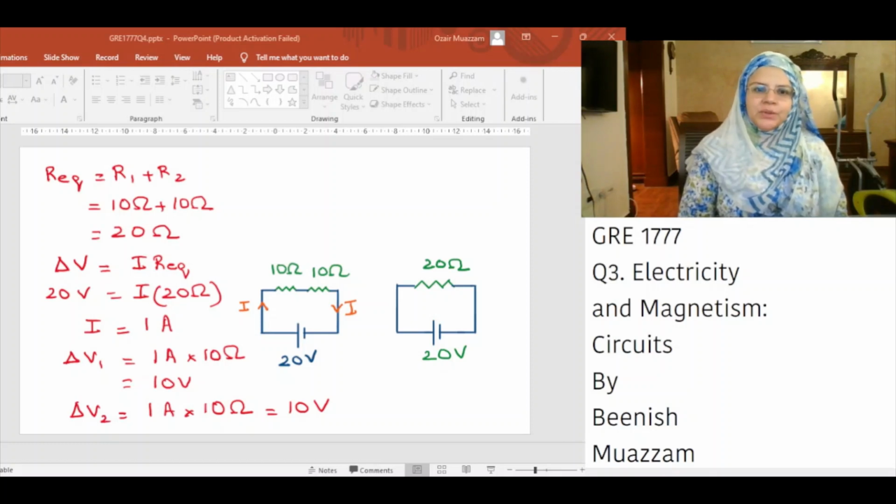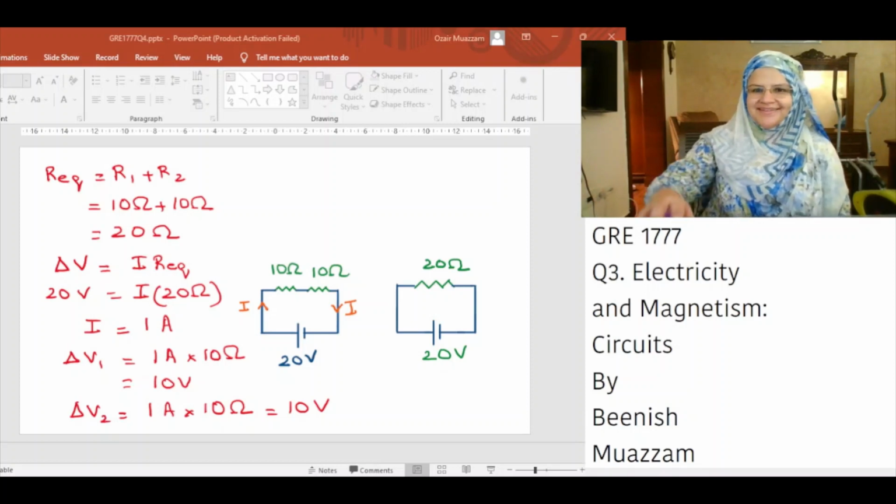Delta V1 is equal to IR1, which is 1 ampere times 10 ohm, giving us delta V1 equal to 10 volt. Delta V2 is equal to IR2, which is 1 ampere times 10 ohm, giving us delta V2 equal to 10 volt. Therefore, there is a 10 volt drop across one 10 ohm resistor and a 10 volt drop across the other 10 ohm resistor.